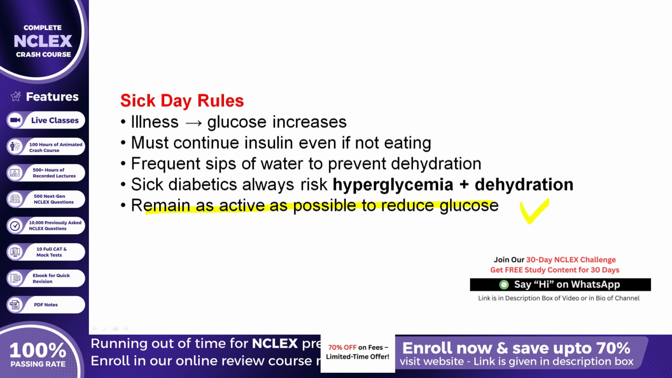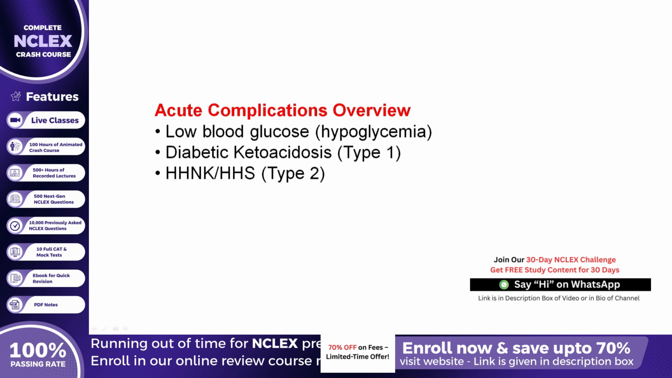Now, let us move into an overview of acute complications, which include low blood glucose, also known as hypoglycemia. They also include diabetic ketoacidosis in type 1 diabetes. And finally, they include HHNK or HHS in type 2 diabetes.